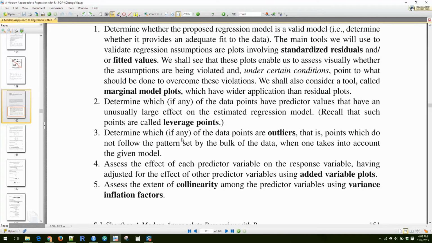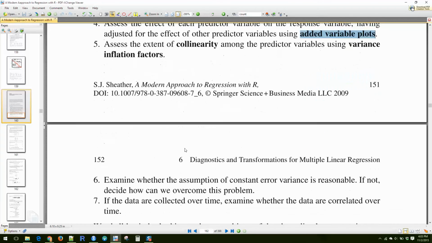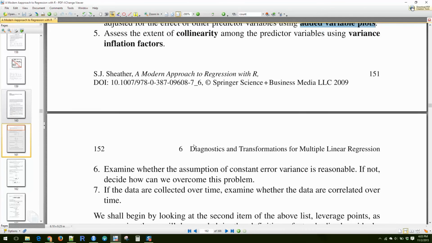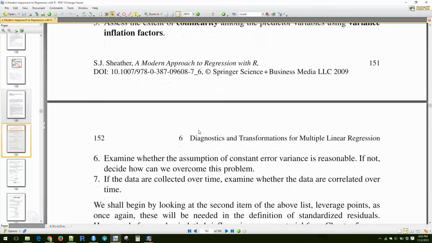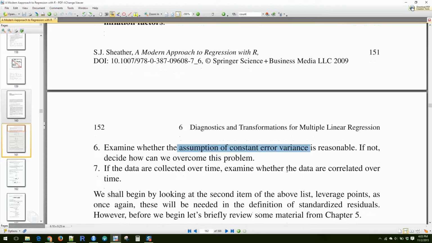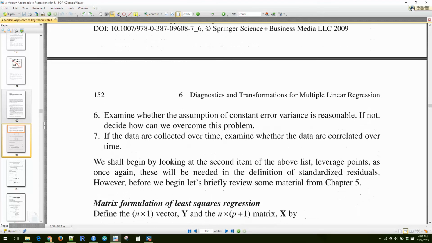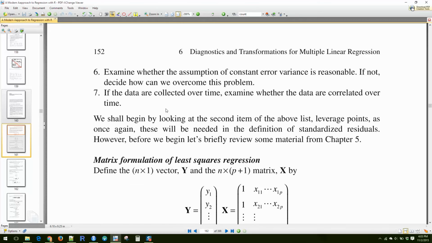With multiple regression, however, we have an additional tool called the added variable plot, okay? And then we've got these other tools here. But effectively, we want to make sure that our assumption of constant error variance is correct, because if that's not correct, if you have heteroscedasticity, you've got problems. And sometimes you collect time series data, and that has its own set of things to worry about.